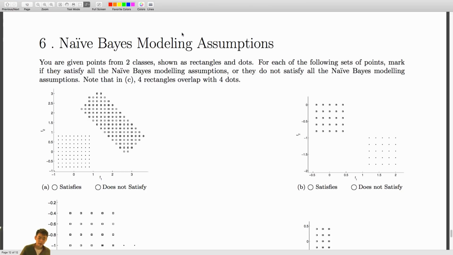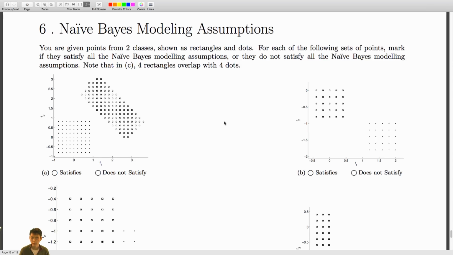So for question 6, we discussed naive Bayes and the different assumptions it makes as a classifier. So what kind of assumptions does it actually make? There's really only one that's important, and it's that it assumes that features are conditionally independent given the class. So if you're given the class, the value of one feature or one dimension shouldn't affect the probability distribution over another feature. Knowing that, let's go through these different problems and see which ones satisfy and which ones don't satisfy the modeling assumptions.